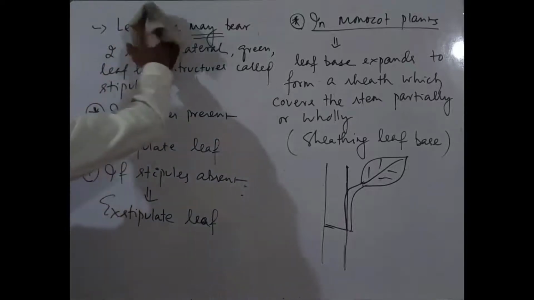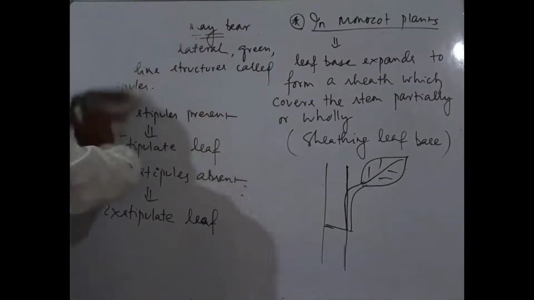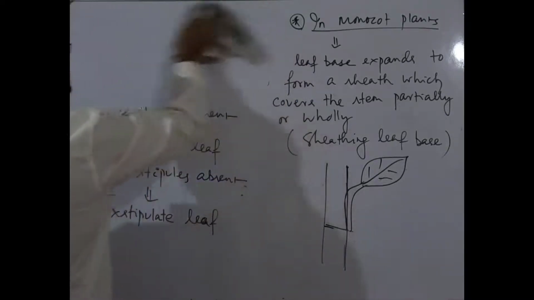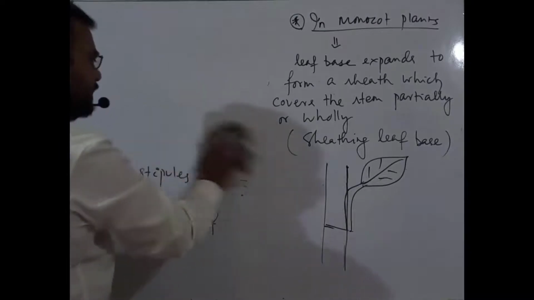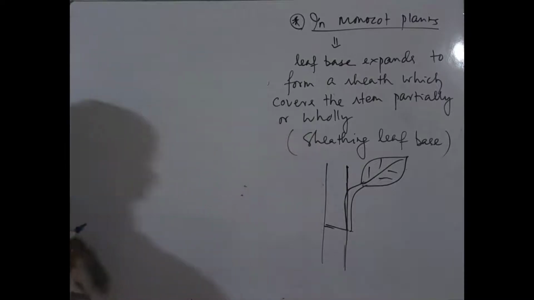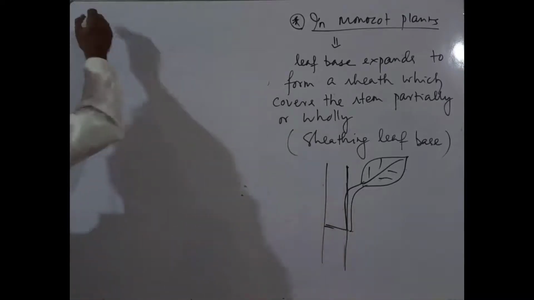और एक मॉडिफिकेशन क्या है, हम अभी लीफ बेस के बारे में स्टडी कर रहे हैं, about some important points related to leaf bases. एक तो हो गया मोनोकोट प्लांट में सीथिंग लीफ बेस, दूसरा है लेग्यूम प्लांट्स में जैसे पी, बीन्स, ग्राम, ये सब लेगुमिनोसी फैमिली, लेकिन सब में नहीं, in some leguminous plants, leaf base is swollen, called pulvinous leaf base.